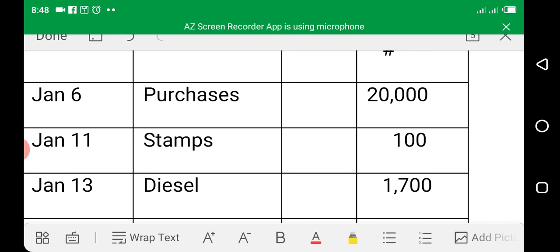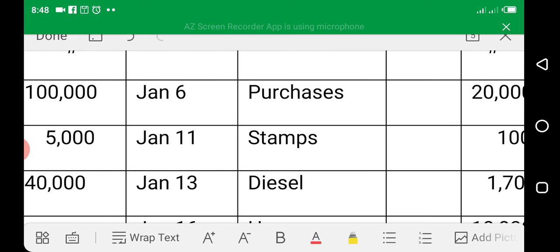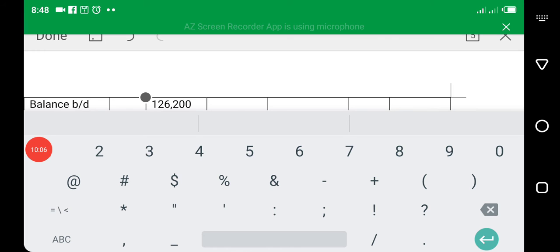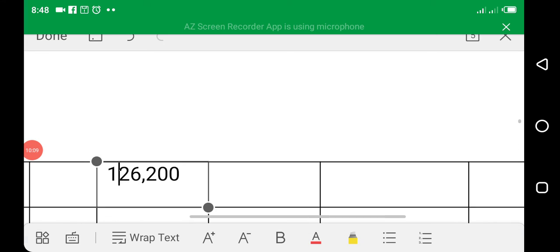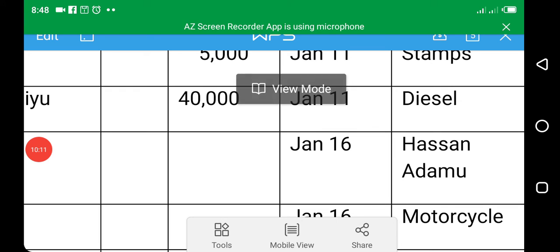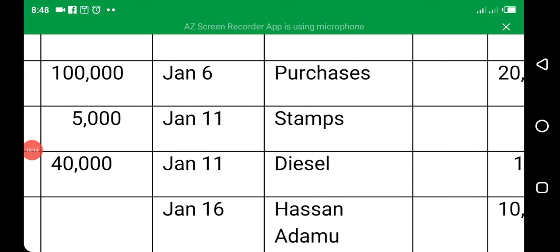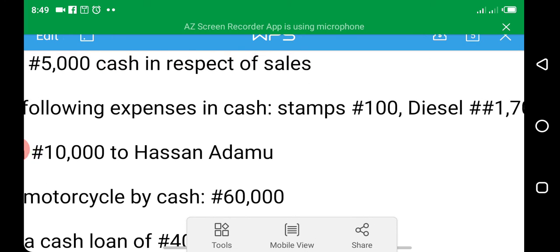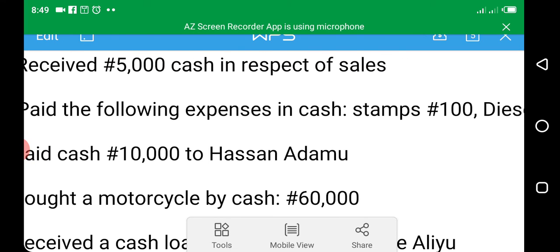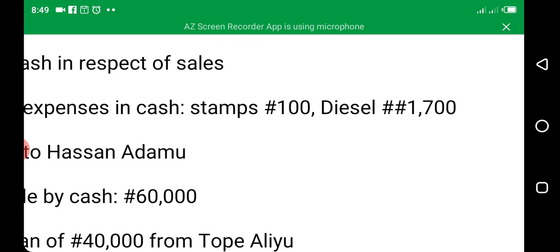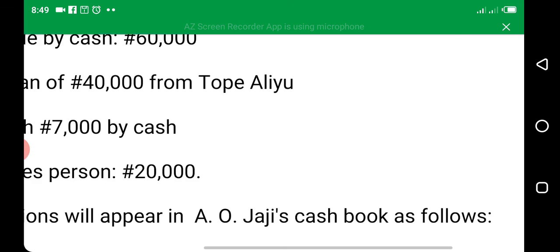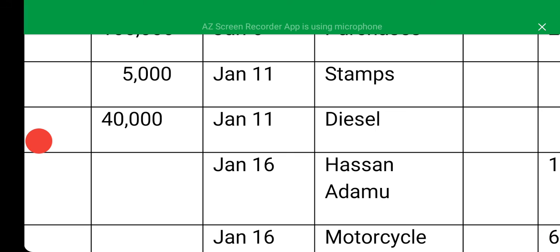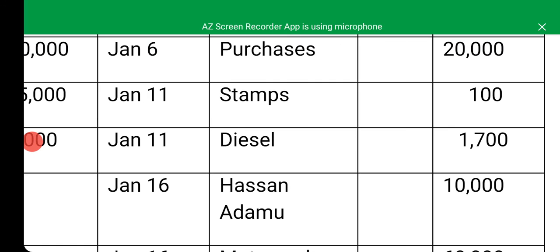On January 11, the items bought were stamps and the diesel. Let's go back to the question. Paid the following expenses in cash: stamps 100 naira and diesel 17. So we post that separately. January 11 stamps 100 naira, January 11 diesel 17.